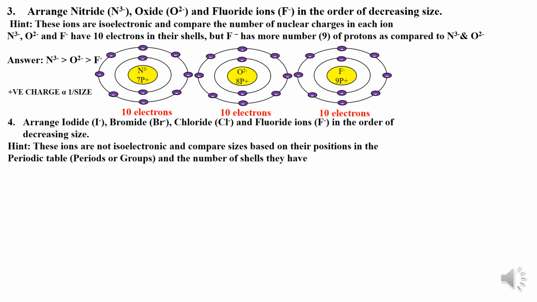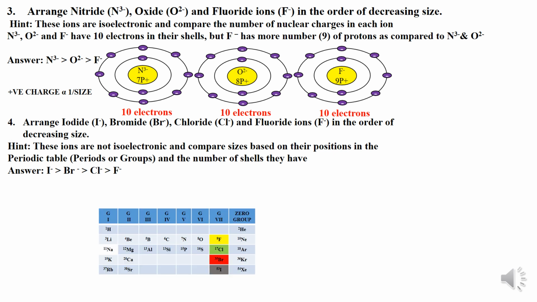So if you follow the scheme that I've just explained, when the given series of ions are not isoelectronic, you have to compare the sizes based on their position in the periodic table and the number of shells they have. We're not bothered about the answer at this point of time. Let's find out why the ions are arranged in this particular order.